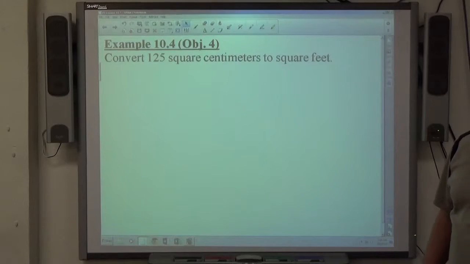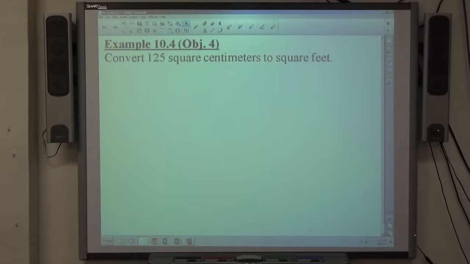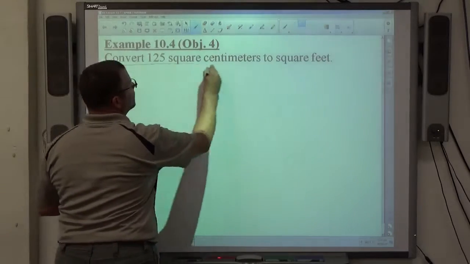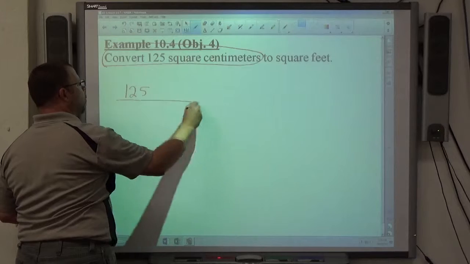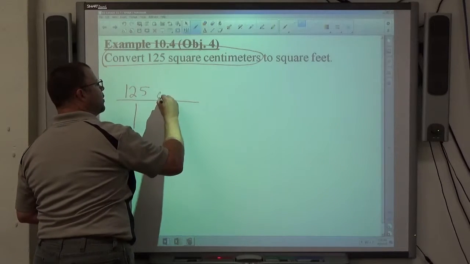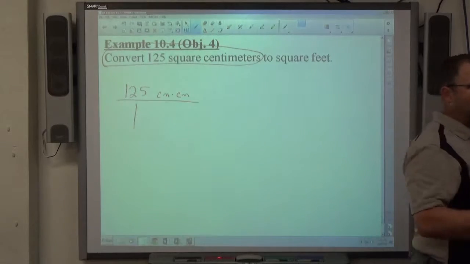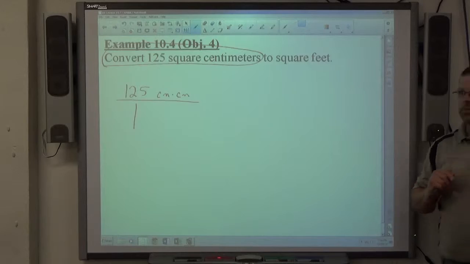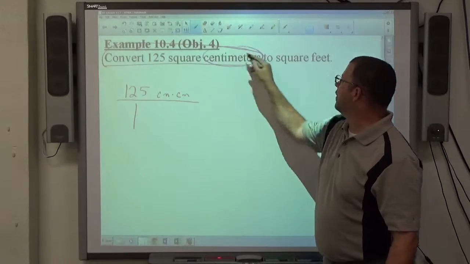Our example 4, a little bit more involved here: 125 square centimeters to square feet. Once again, the directions say to convert something. Whatever you're trying to convert goes over 1. So 125 over 1, and square centimeters is centimeters, centimeters. So start off there every single time. What you're trying to convert goes over 1. Square units is units, units. Don't write units squared.